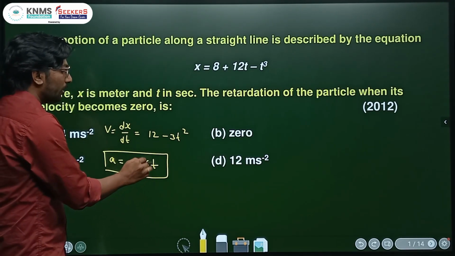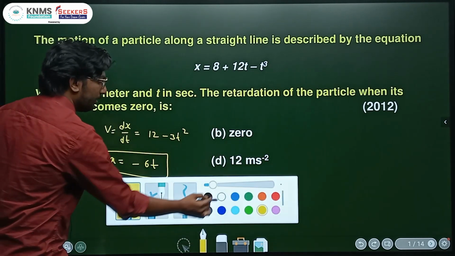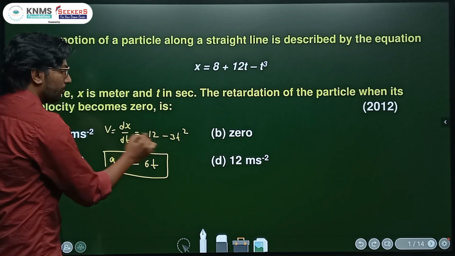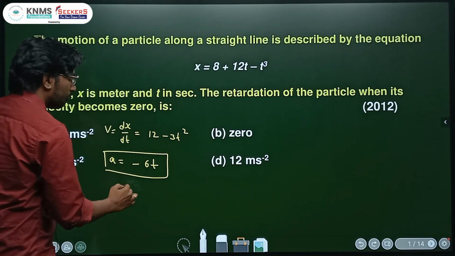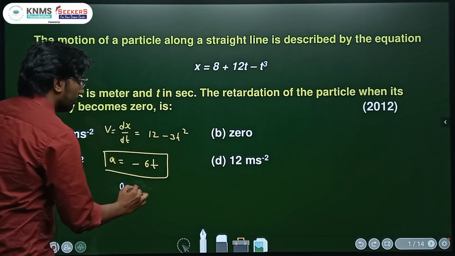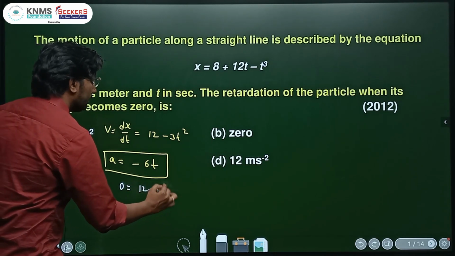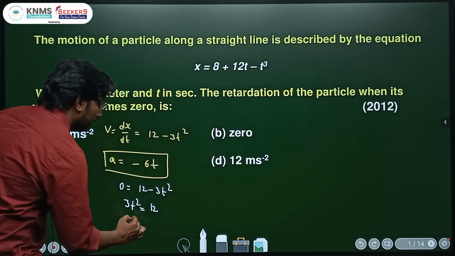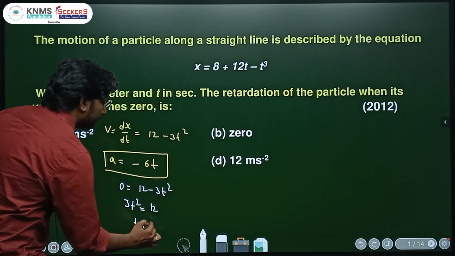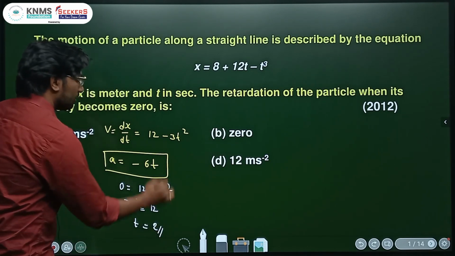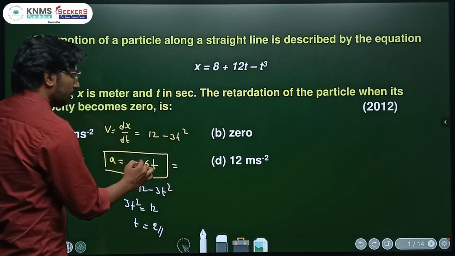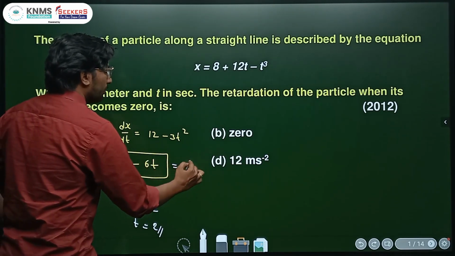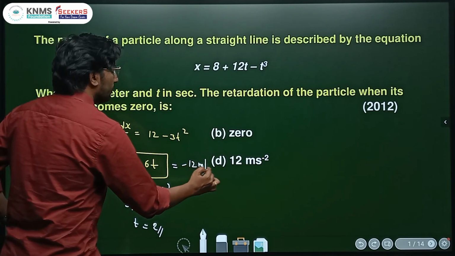We need to know at what time velocity is becoming 0, and then if we substitute it back, we will get the answer. So you take the velocity equation, put v value 0. How much will we get? If v is taken 0, 12 minus 3t square, or 3t square is equal to 12, that will be t equal to 2 seconds. So if you substitute 2 seconds back in this acceleration or retardation equation, that will be minus 6 into 2, that will be minus 12 meter per second square.